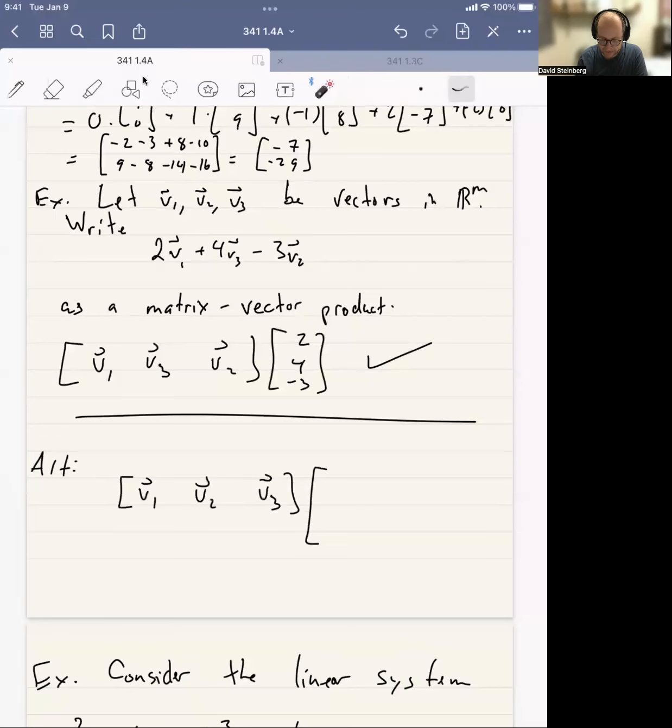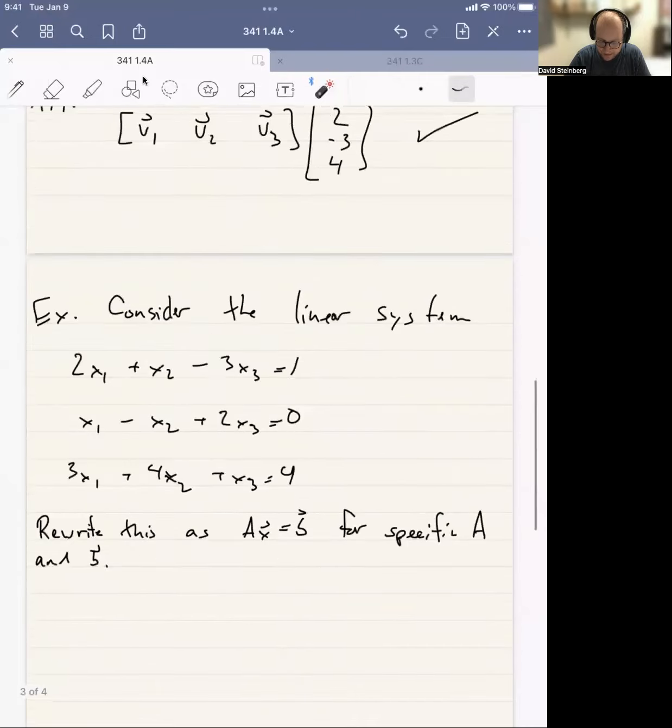If we want to put our vectors in order, all we need to do is move the weights around so the corresponding weight gets hit to the corresponding vector. So we still want 2 copies of v1. We want -3 copies of v2, and we still want 4 copies of v3. Also a correct answer. They're both matrix vector products that represent the sum. Boom. Okay, what else? More examples.